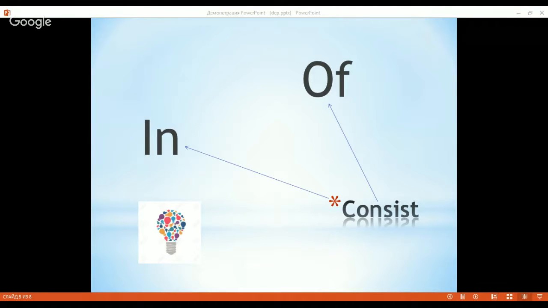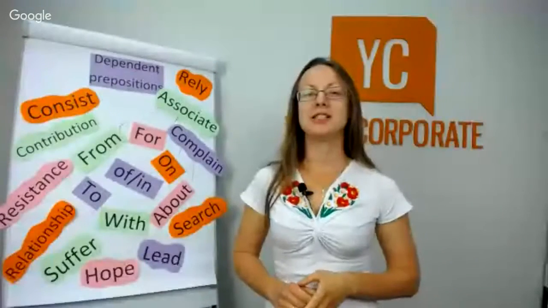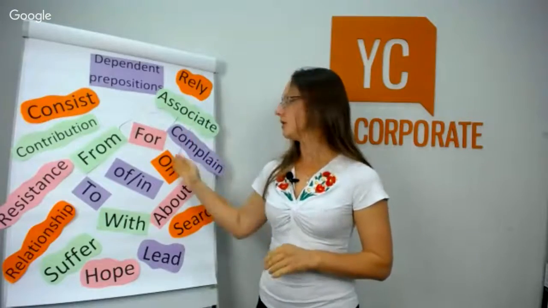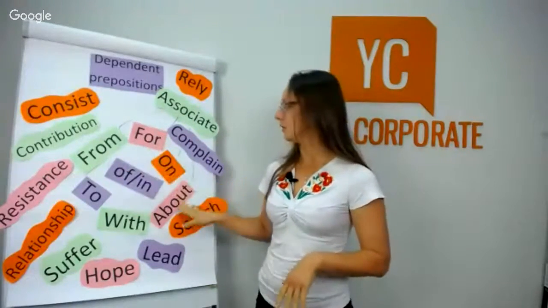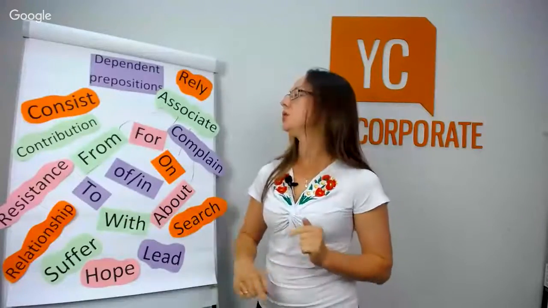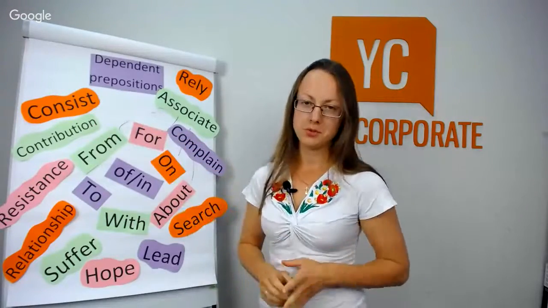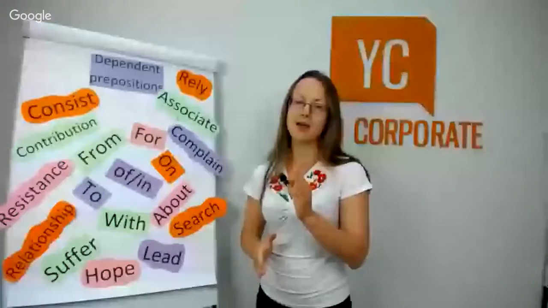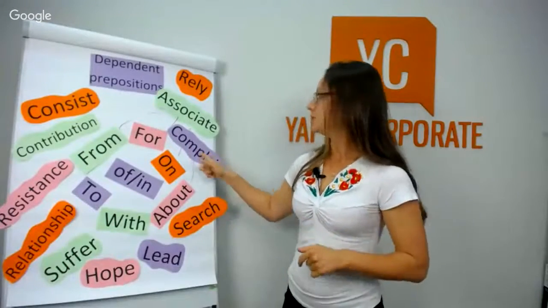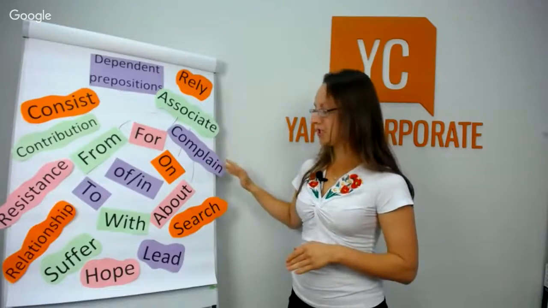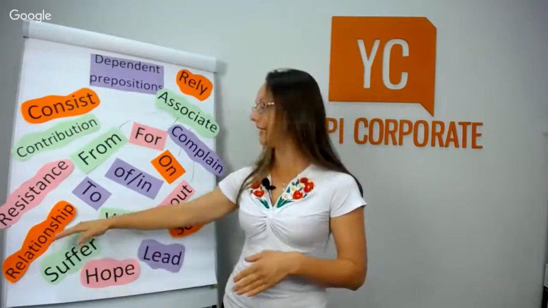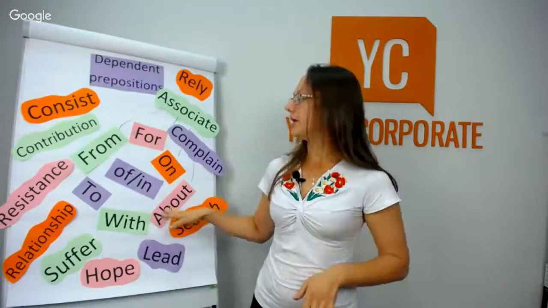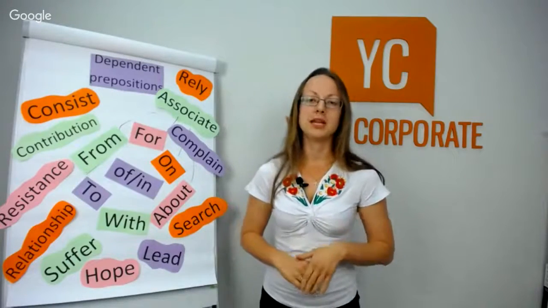So today we have talked about dependent prepositions, and let's sum up what we have talked about. We've talked about some of them, like from, for, on, about, with, and to. And we have one word, consist, that can be followed by two prepositions and can have different meanings, like consist of and consist in. And we have other words that are used much with the prepositions: rely, associate, complain, search, lead, hope, suffer, relationship, persistence, contribution. I hope you remembered which words should be followed by these or those prepositions, and I hope you won't make any mistakes in using them.